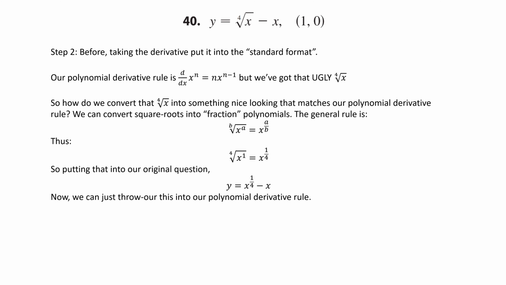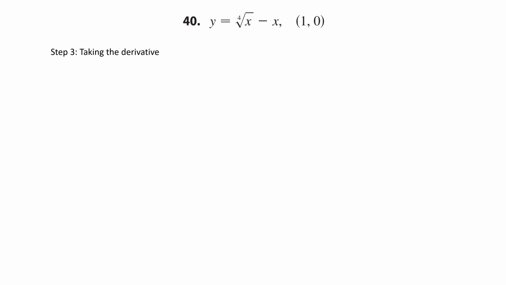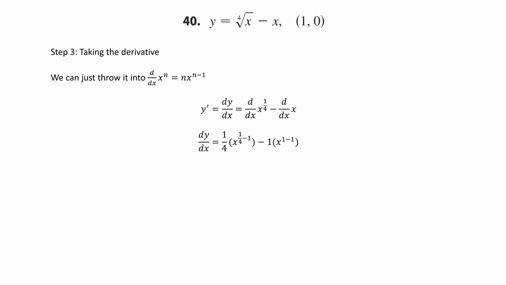So now we can throw this into our polynomial derivative rule. So step 3, we're going to start taking the derivative. We're basically just going to throw everything into this rule here. I like to think of this as breaking into two separate mini derivative problems where you're taking the derivative with respect to x of the first term and then the second term separately.